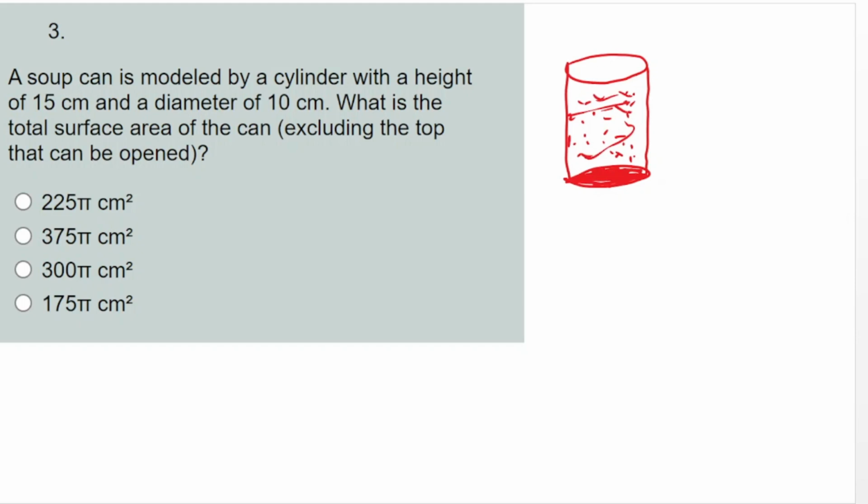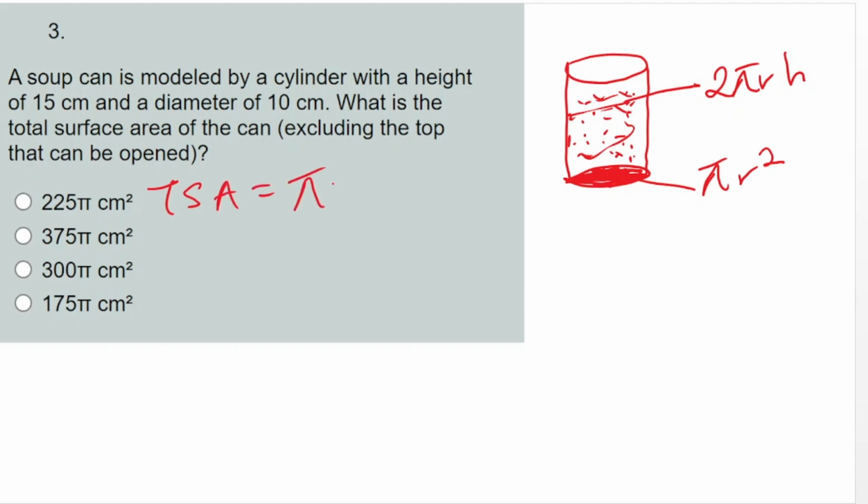Which means we are going to calculate the curved surface area, which is 2 pi r h, then the bottom, pi r squared. At the same time, if you look at the options too, the options are also in pi. So that's the reason why we are not going to substitute the value of pi. Therefore, the total surface area of this cylinder will be pi r squared plus 2 pi r h.